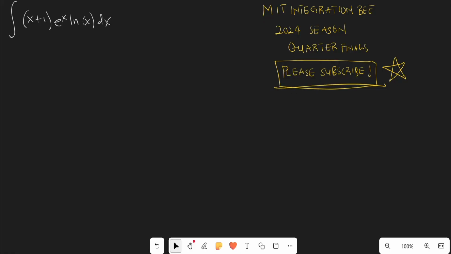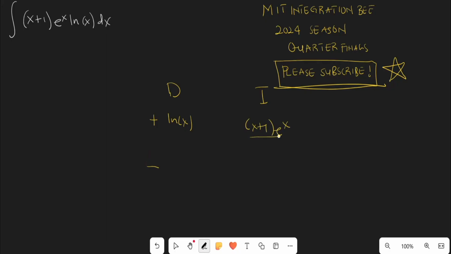So let's start off by using integration by parts, the D and I method, D for differentiation and I for integration. I'm going to differentiate the ln of x, this is plus, this is minus, and I'm going to integrate x plus 1 times e to the x.